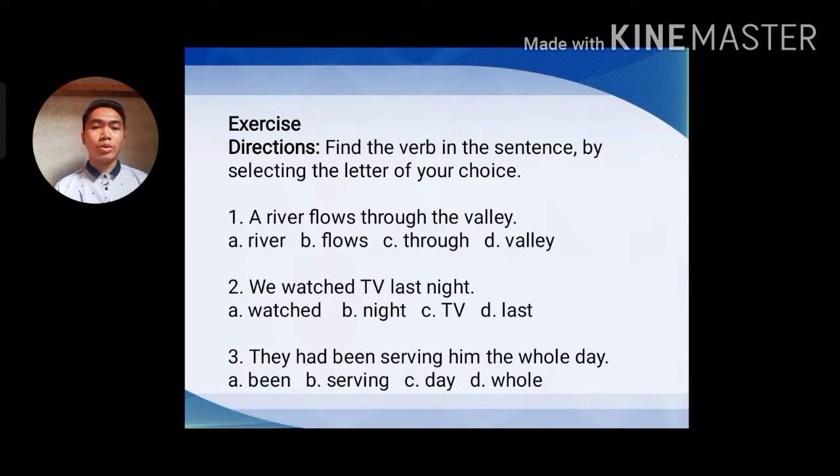And now, I'm going to give you an exercise in order for me to know if you really understood our past lesson. So these are the directions. Find the verb in the sentence by selecting the letter of your choice. Now I will call names and read the sentence and give your answer. Who can answer number 1? Yes, Mr. Rebilla, go ahead.